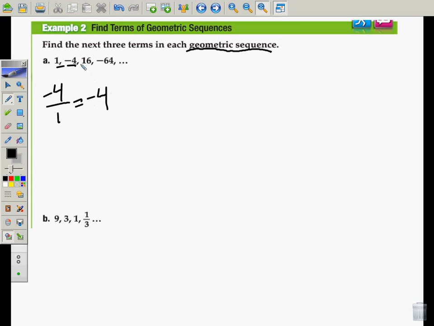And then it's probably a good idea to check it, so try it with two other terms. Let's use our fourth and our third term, negative 64 divided by 16, and I would still get negative 4 there. So now I know that r equals negative 4. Now I just have to take negative 64, multiply by negative 4, and that'll give me my next term. Negative 64 times negative 4, negative times a negative should be a positive, so I get positive 256.